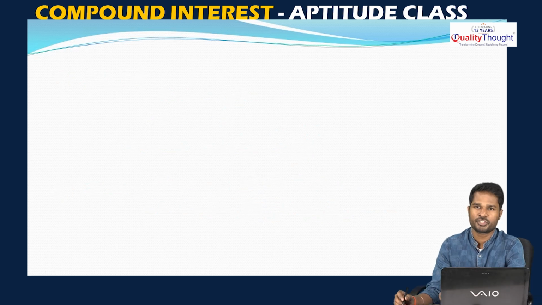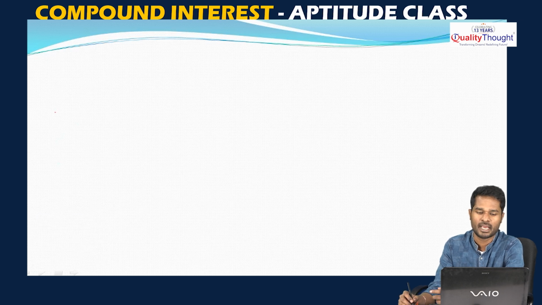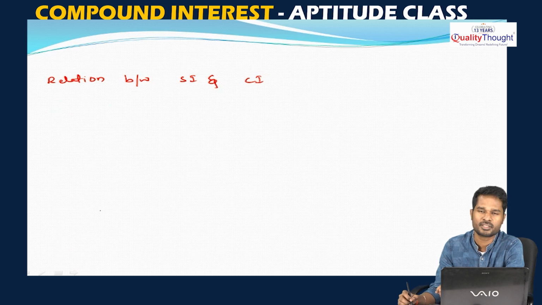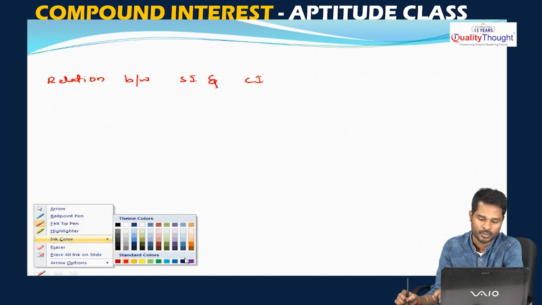Now let us see the relationship between simple interest and compound interest. We will take some values. Let us write it: the relation between simple interest and compound interest. Actually this relation will give the difference between simple interest and compound interest for various years.